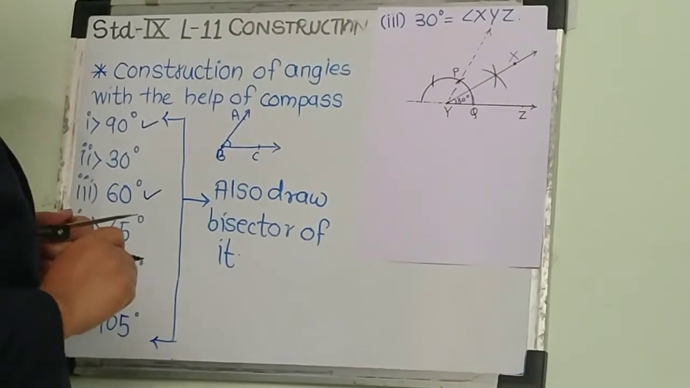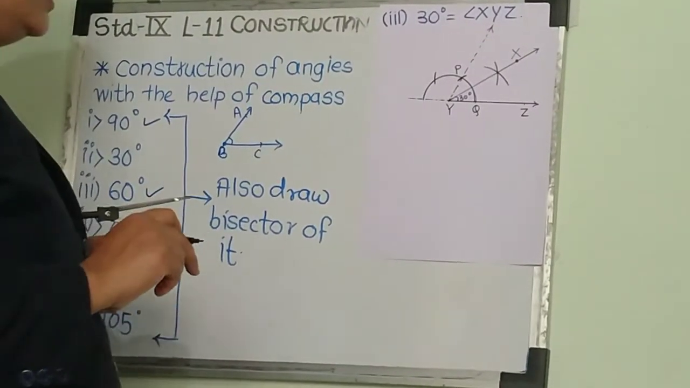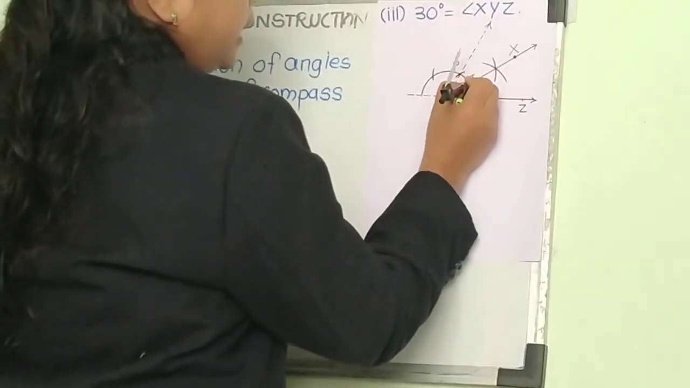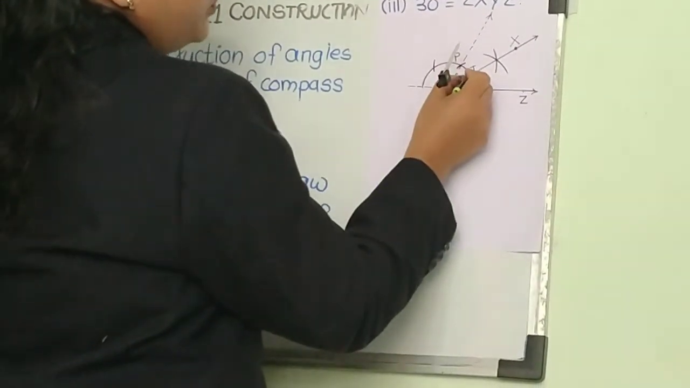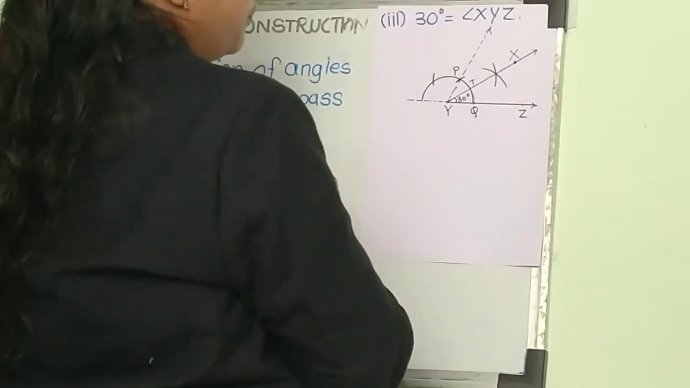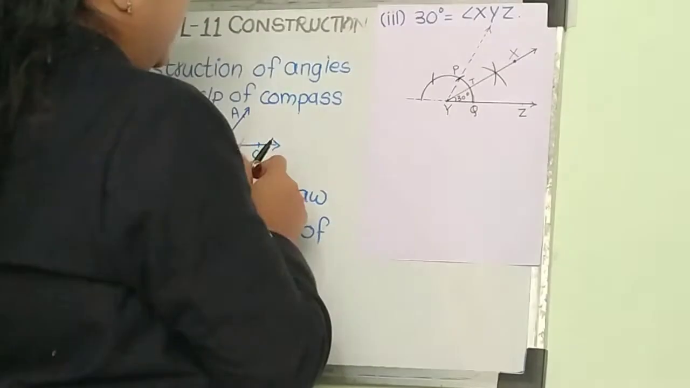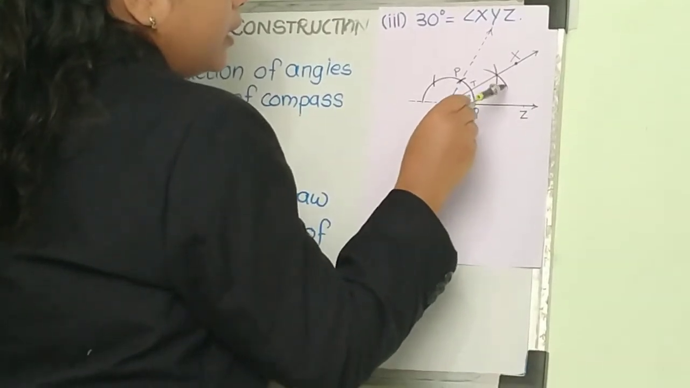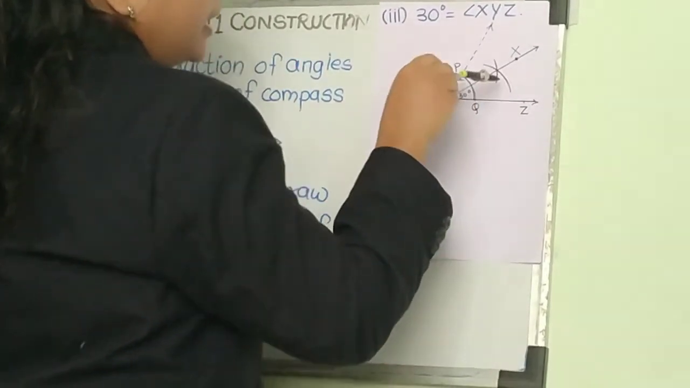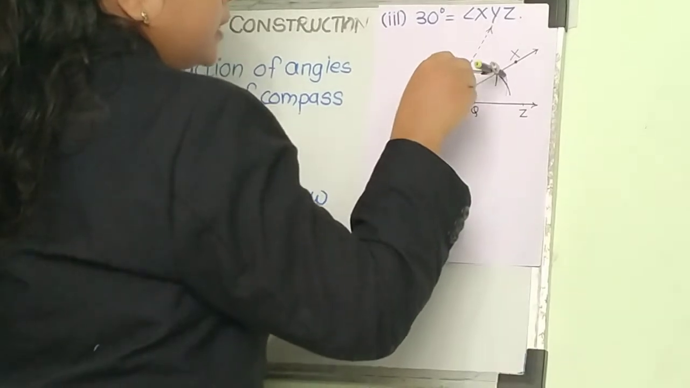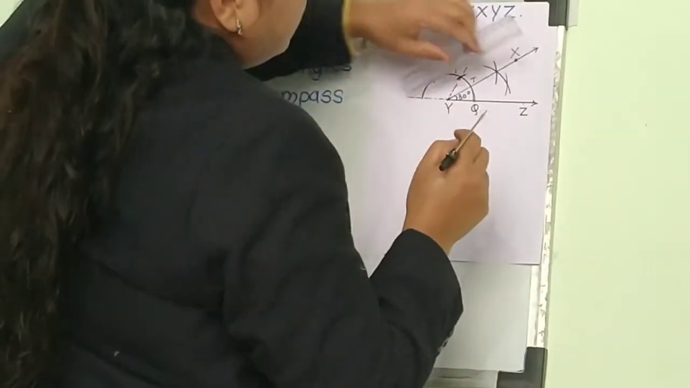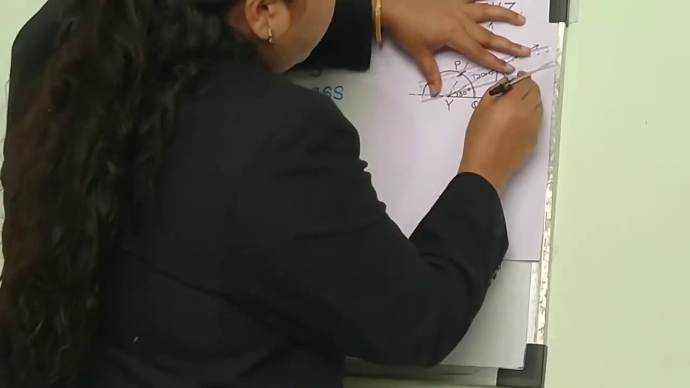Now I already told you how to bisect it. So again here you are going to take point T, and from points T and Q, what we have to do? We have to draw an arc again. So one arc and a second arc. So through these arcs, what we are going to do? We are going to draw.